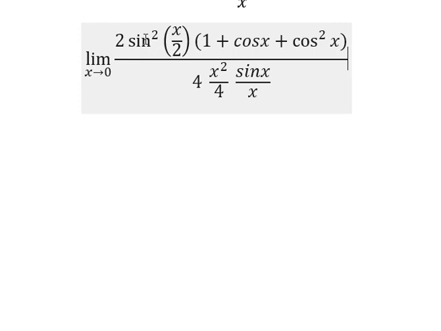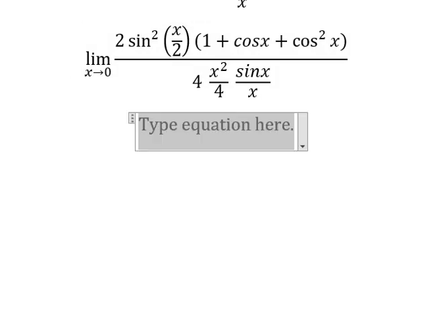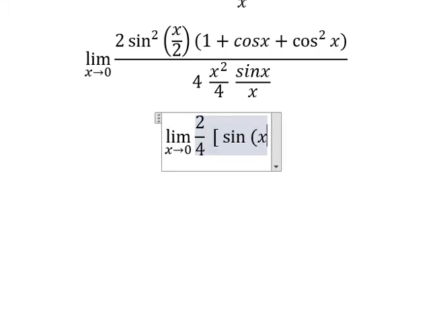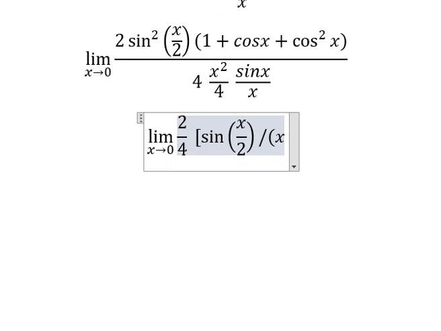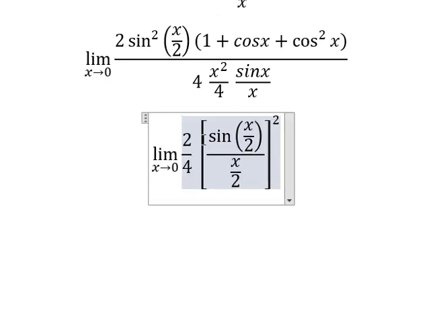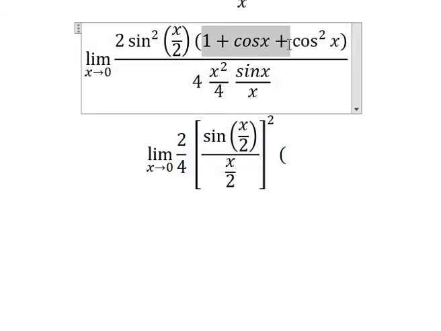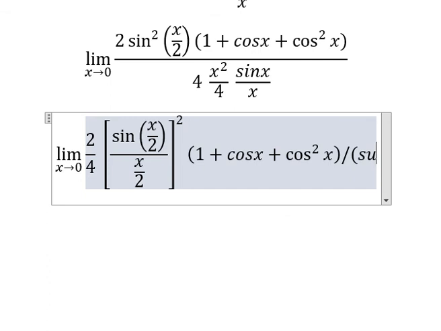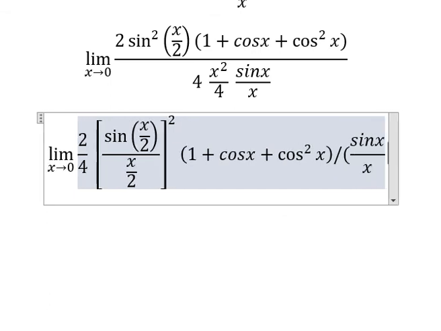Now, we need to separate them in here. They should be like this. So we have 2 over 4 we put in here. Now we have sine of s over 2 over of s over 2. Everything to the power of 2. And then this one multiplied by this one over sine s over s.